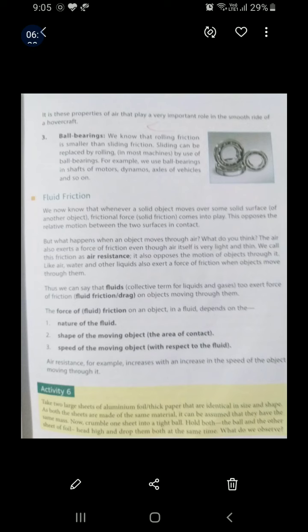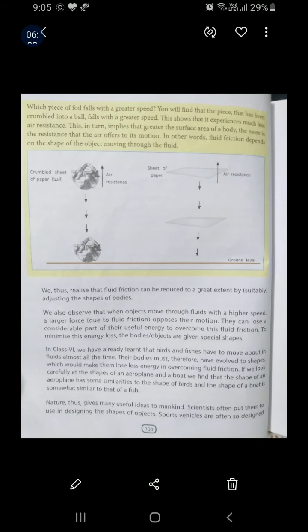There is one activity, you can see it on the screen. In this activity, two large sheets of aluminium foil and thick paper are taken that are identical in shape and size. Both the sheets are made of the same material. They have the same mass. Now crumple one sheet into a ball and leave the other in the form of a sheet.